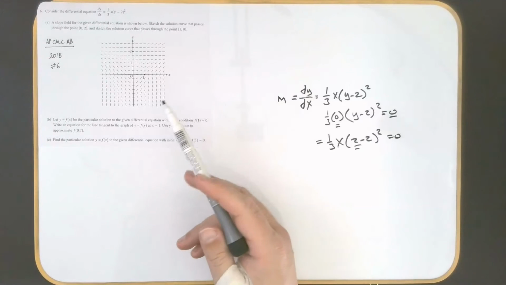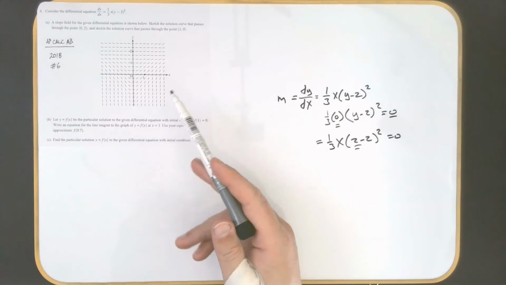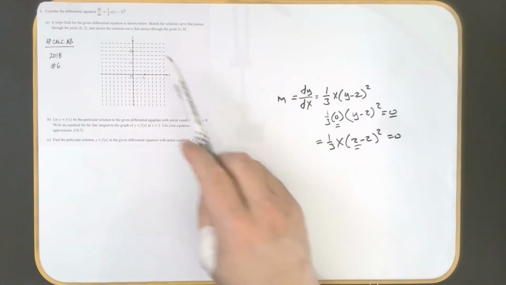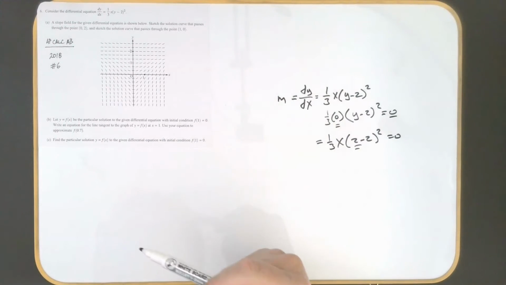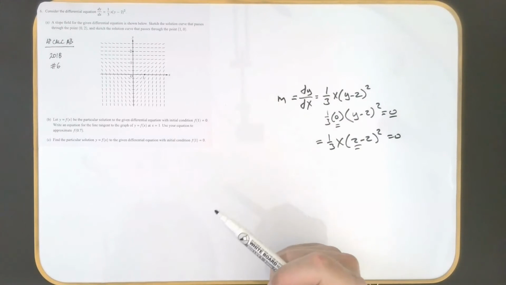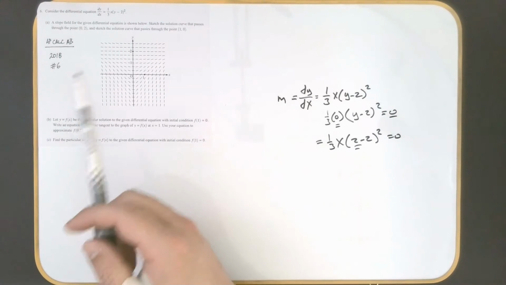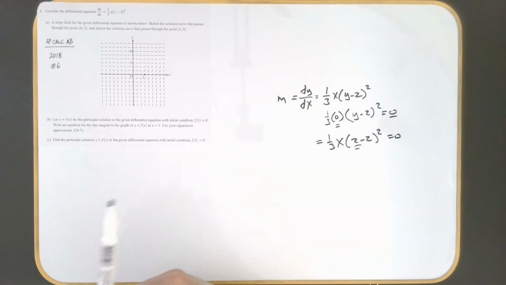So what this is asking us to do, though, is the slope field is given, and sometimes you have to generate it, sometimes it's given and you have to read it. Well, this is the style where they give it to you, and the question is really, do you know how to read a slope field? So it says, sketch the solution curve that passes through the point (0,2), and sketch the solution curve that passes through the point (1,0). So there's two separate ones to do.